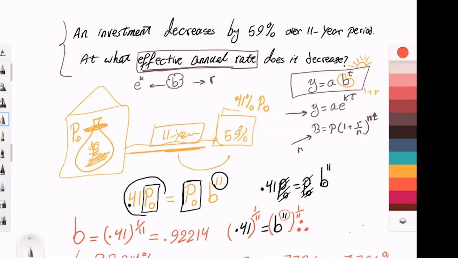Any question? Ben, do you have a question? No, thank you. How did you get the 41%? Again? 41%. So they said decreases 59%, correct? If for example, we have $100 at the beginning, if the initial money was $100, after 11 years, how much money do we have? The 41 comes from 1 minus 0.59.